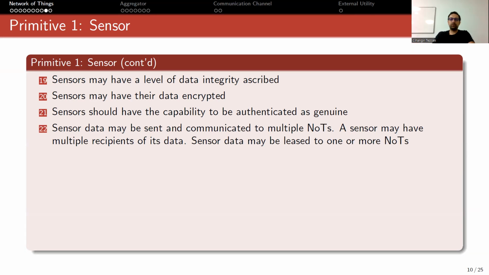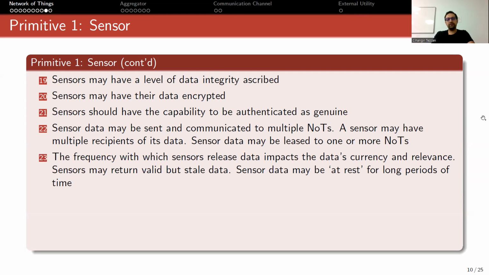Sensor data may be sent and communicated to multiple networks of things. A sensor may have multiple recipients of its data. Sensor data may be leased to one or more networks of things. In the future, this will be more common, because companies will be selling data to each other at the end of the day. The frequency with which sensors release data impacts the data's currency and relevance. Sensors may return valid but stale data. Sensor data may be at rest for long periods of time.